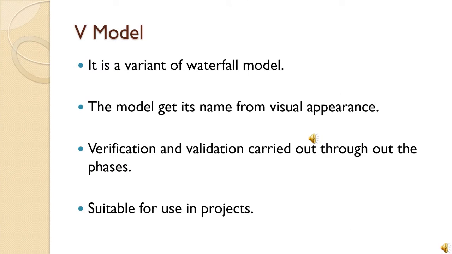Our today's topic is V model. V model is a very popular development process model, and this is actually a variant of the waterfall model. And here, the name of this model is V. Why is the name of the model V? Actually, the visual appearance of the model gives this model its name. So visual appearance matters here, and that's why the visual appearance is like a V. So the model name is V model.